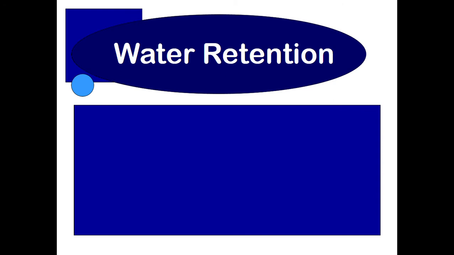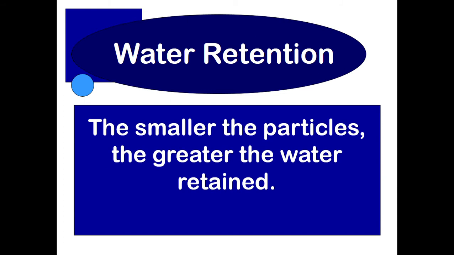Okay, water retention. That just means water retained. All right, the smaller the particles, the greater the water retained. So in other words, as water pours on the ground and then infiltrates through the soil, most of the water will pass through, but some of the water will remain on the soil particles, keeping them slightly damp. This is saying the smaller the particles, the greater the amount of water retained. Let me try to explain why this is.